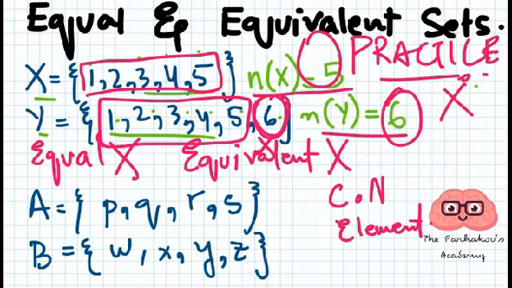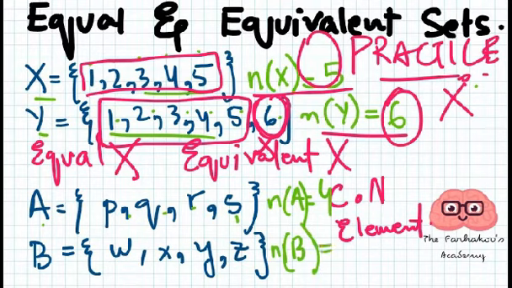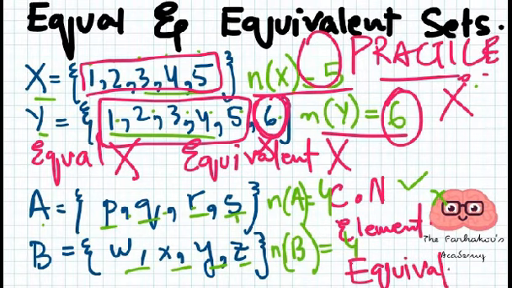Now let's see the second one. So here A equals P, Q, R, S. So the cardinal number of A is 4 in this case. The cardinal number of B here is 4. Okay, so the cardinal number of both of them is same. But if you see the elements, we have P, Q, R, S and here we have W, X, Y, Z. So the elements are not same, the cardinal number is same. So if only the cardinal number is same, then these are equivalent sets. So this one is equivalent.